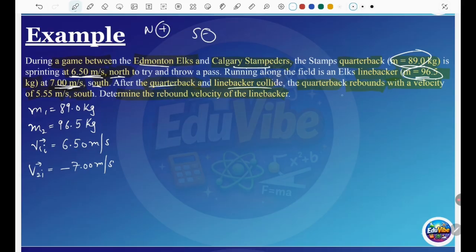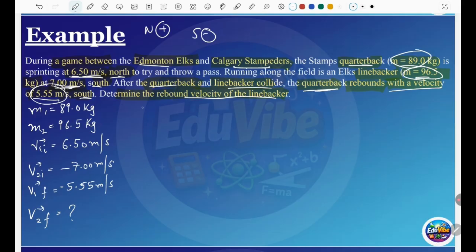After both collide, the quarterback rebounds with a velocity of 5.55 meters per second. The quarterback is our first mass, so this was the final velocity of the first mass. V1F is equal to 5.55 meters per second in the south direction, so we take it as negative. And we have to find the velocity of the linebacker, which means we have to find V2F.